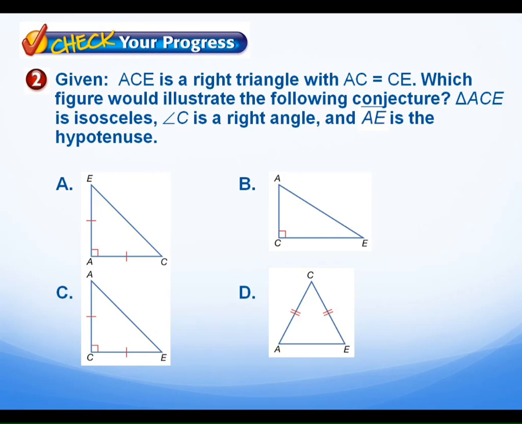Given ACE is a right triangle, so it has a right angle. AC is the same as CE, the same length. Which figure would illustrate the conjecture? Okay, ACE is isosceles, angle C is the right angle, and AE is the hypotenuse.